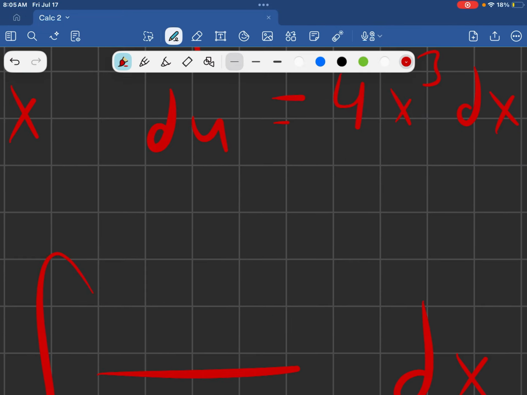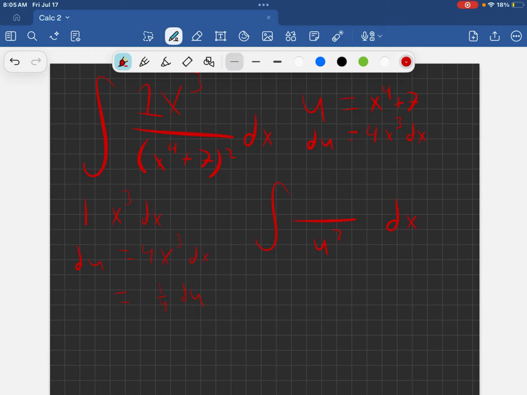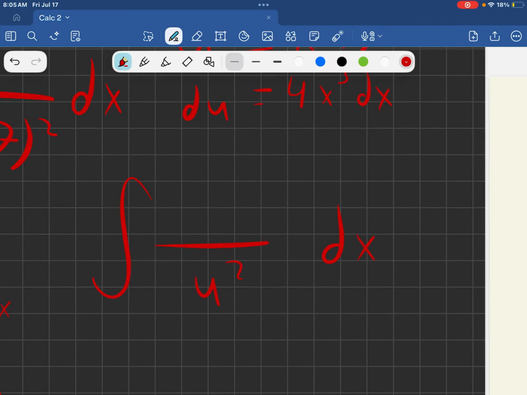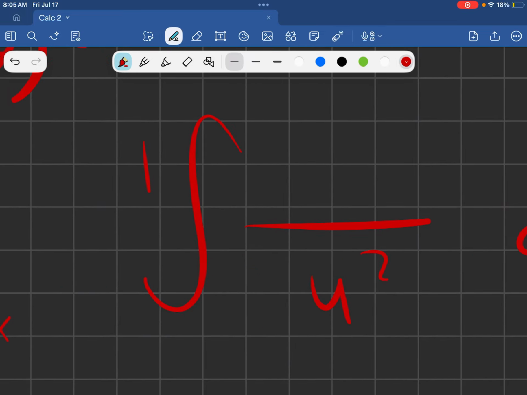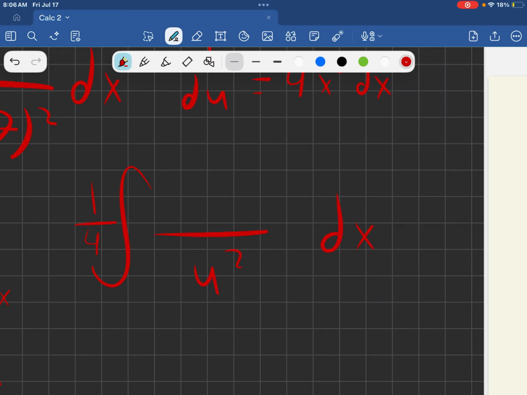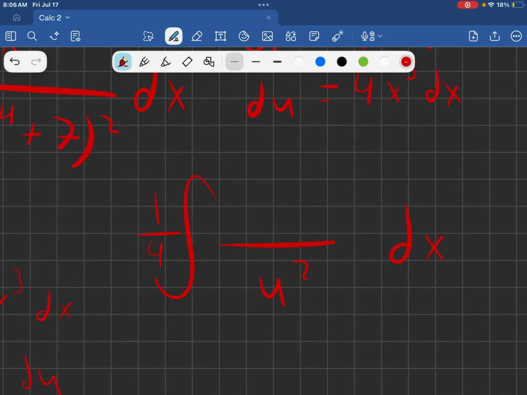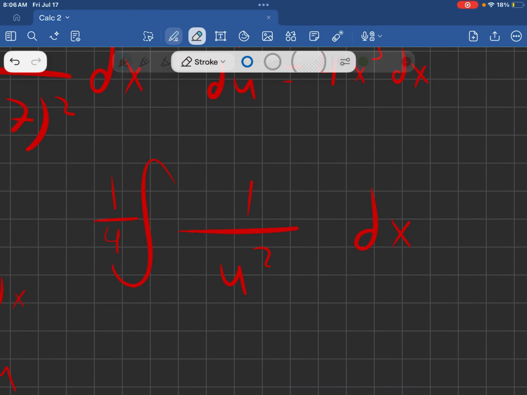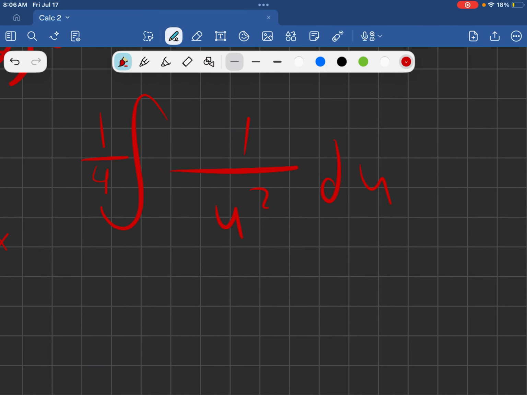So the du calls for 4x cubed, but we only have 1x cubed. So since we have a fourth of what we need, that's just going to be equal to 1/4 du. So we can just pull that 1/4 out, then put this 1 back here. It's actually du too, not a dx here. So 1/4, and then we have this integral here, 1 over u squared.